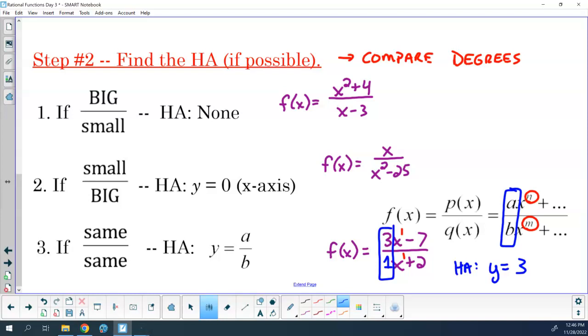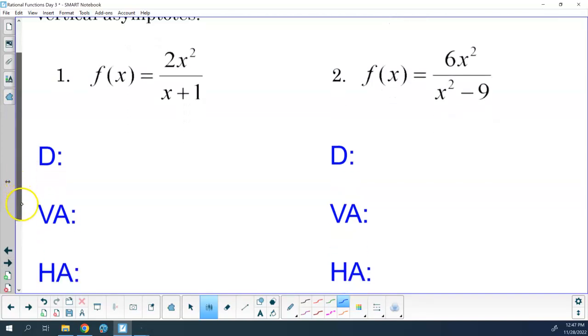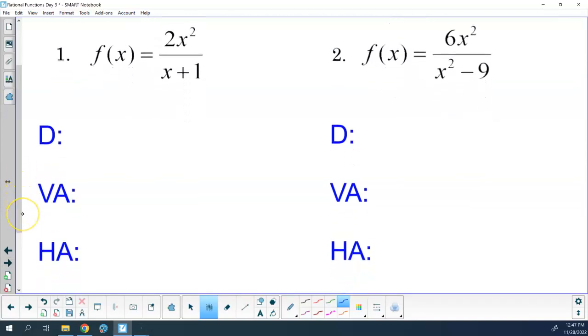Take a moment to pause the video. Make sure this goes down on step number 2 on your supplemental note sheet. Now that you've got that written down, let's talk about this one. On this one, I want to find the domain of each of these two functions, and I want to identify any horizontal and vertical asymptotes. I'm going to do the left one, you're going to do the right one. Pause the video, do the right one, and then come back and check your answers.